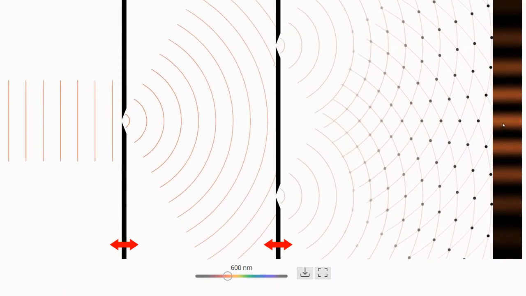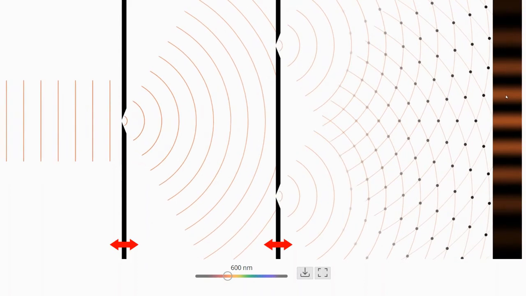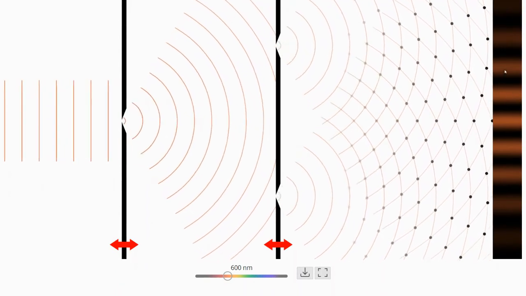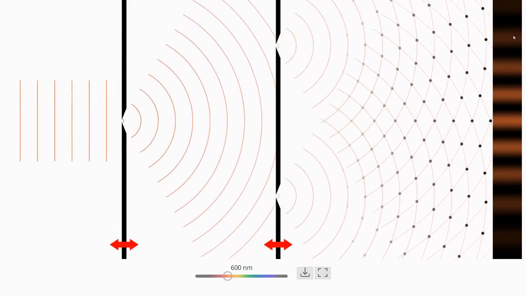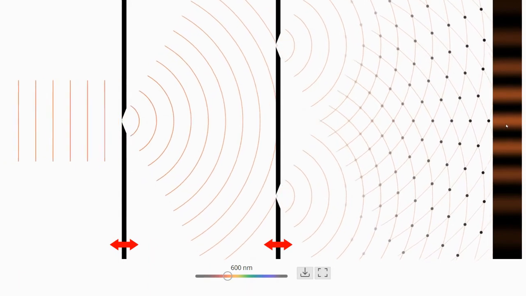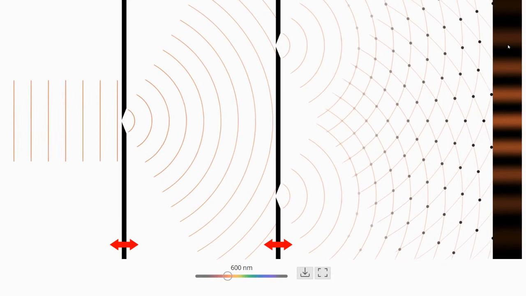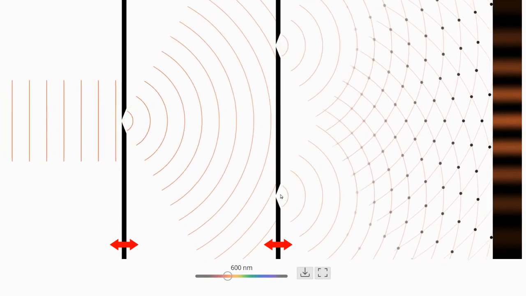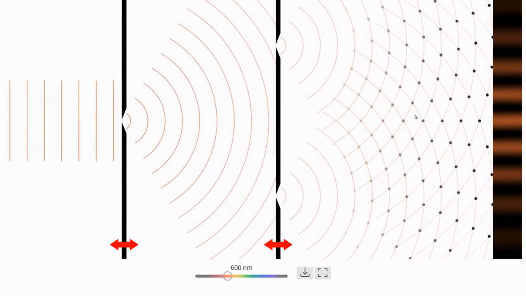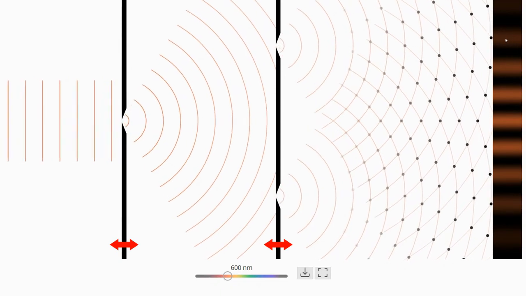And notice, I talked about this as well, how the intensity, the brightness of the interference pattern gets weaker the further away you get from this central maximum. That's just because as the light travels further and further away, it's decreasing in intensity.